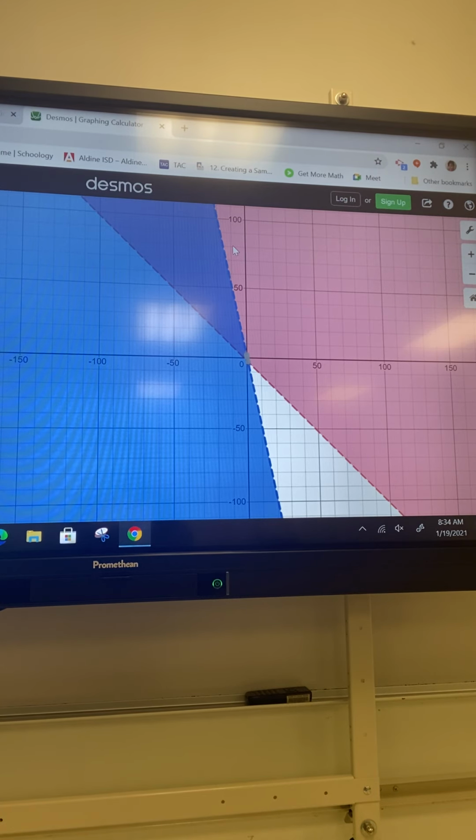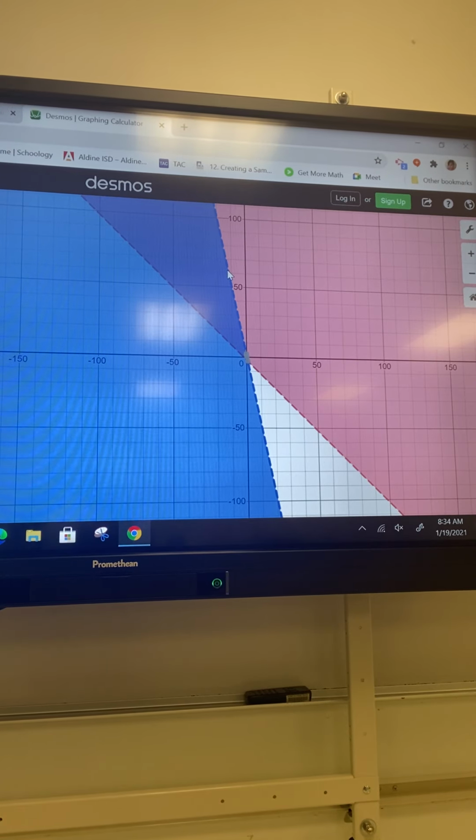So you can use Desmos to see where they're going to overlap. Okay. All right, that's it for today. You guys have a great day. See you guys back tomorrow.